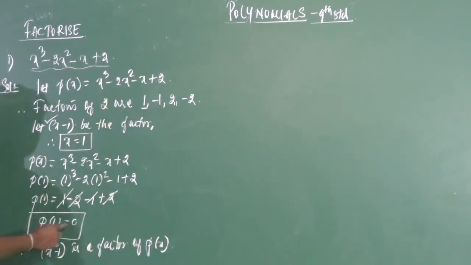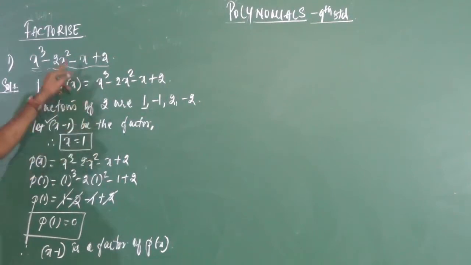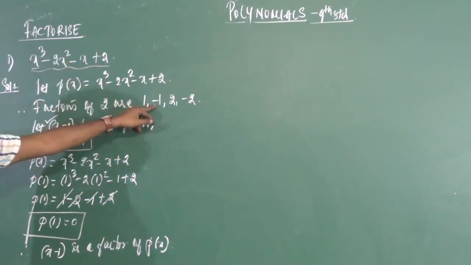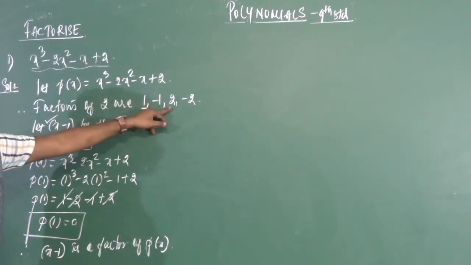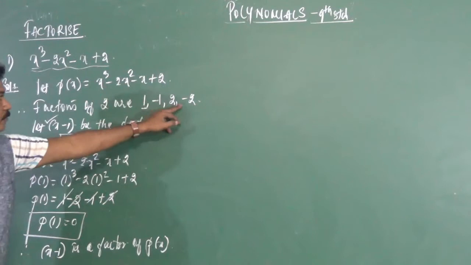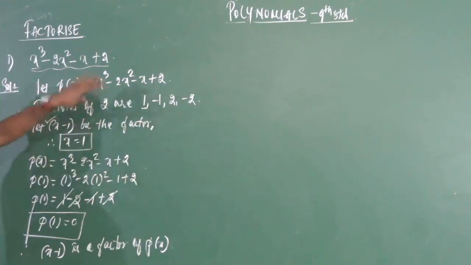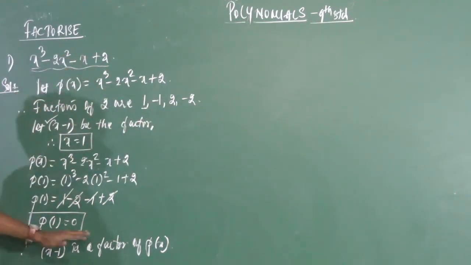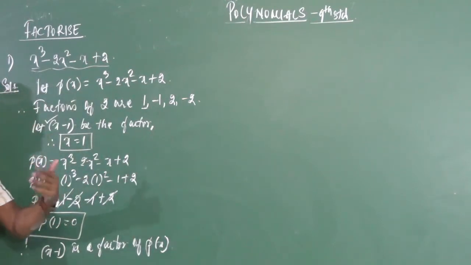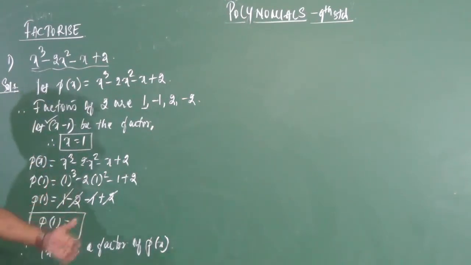For example, if you didn't get 0 here, then x minus 1 will not be a factor of p of x. Then we have to try with the second factor. If that is also not equal to 0, then we have to try the third factor. Among the 4 factors, one will compulsorily divide p of x by giving the remainder 0. We have to go with the trial and error method. We have to try one by one. For this problem, I got it on the first trial. You may not get it in all problems like this. You have to search for it, right?